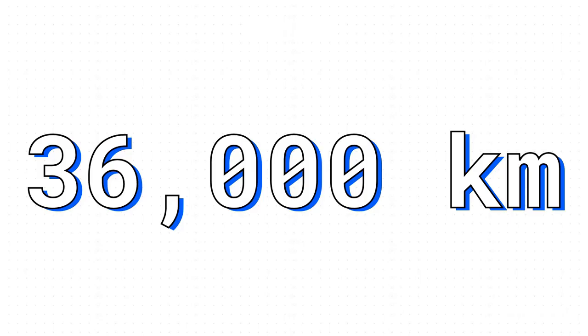Now, to pull off that perfect synchronization, a satellite has to be at a very, very specific height. 36,000 kilometers. It's at that incredible distance, and only that distance, that its orbital speed perfectly matches Earth's 24-hour spin.